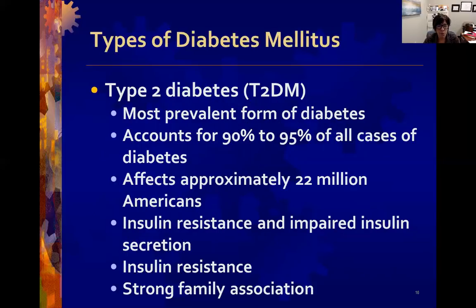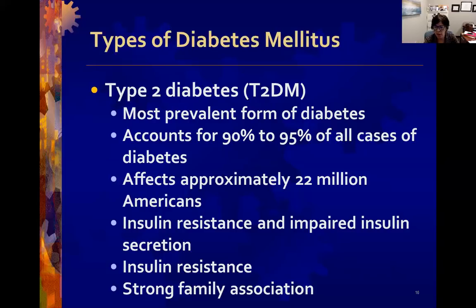Okay, type 2 diabetes is the most prevalent form of diabetes. So this accounts for 90 to 95% of all cases of diabetes. It affects 22 million Americans. Again, it's impaired insulin secretion and insulin resistance. So a lot of times it's strong family history. We kind of talked about risk factors before. It can be age, obviously.